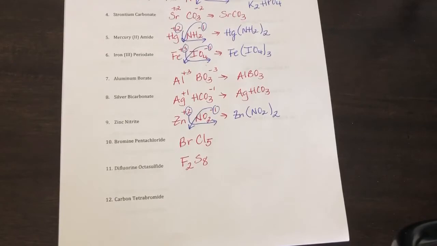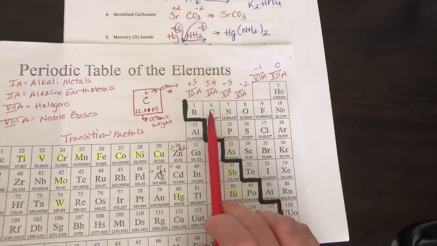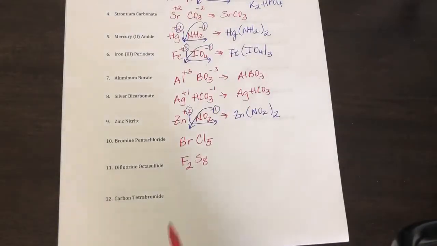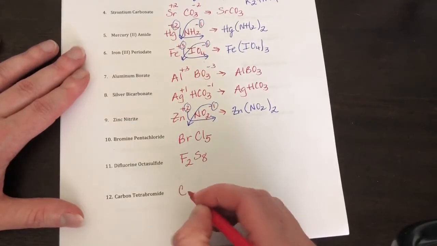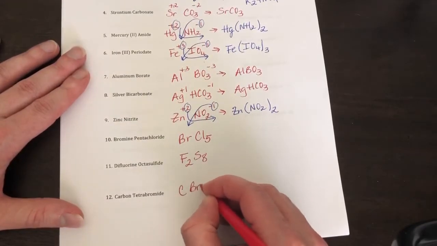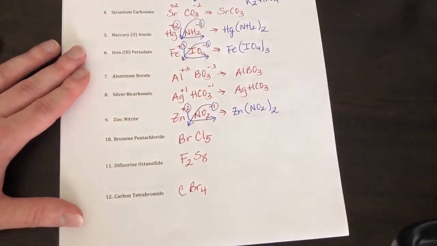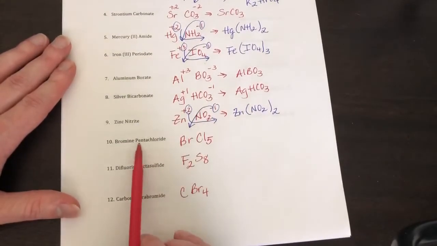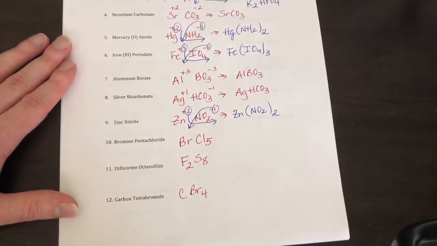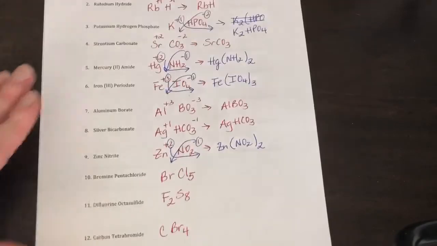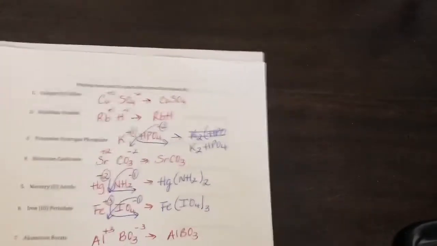Carbon tetrabromide. Okay, carbon is to the right of the zigzag line, so we have to use our covalent rules, or non-metal rules. So it's C, Br, and tetra means 4. Anytime I start seeing these prefixes, you know you're going to have to use your non-metal rules and you're not going to crisscross. Okay, so hopefully these are going a little bit better than the example problems. You're getting the hang of things.